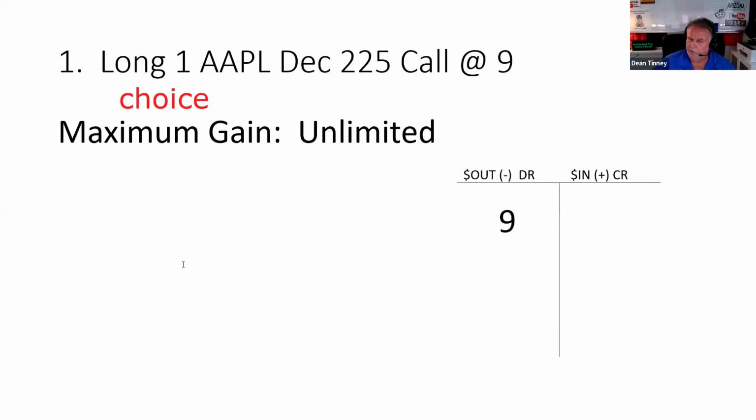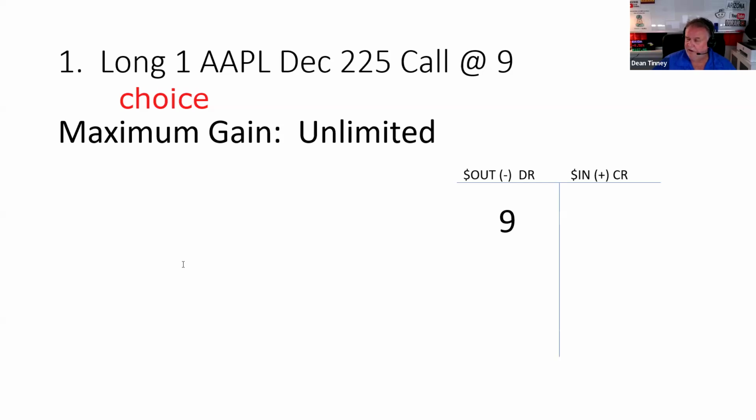So your client does an opening purchase of one Apple December 225 call at 9, when Apple's 227. Do we care where Apple's at when we buy the option or sell the option? We do not. In the real world, we might. But on the test, we don't. We care about the phraseology that follows.